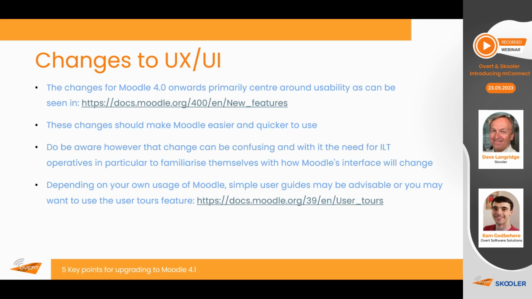From there, you can look into whether there are any ways of putting together a user guide or using user tours to make that easier if problems come up. Or perhaps you could make CSS changes, or as an Overt customer, contact us and we can look into whether there's a way of making that easier for your users. If we move on to the next slide, please.